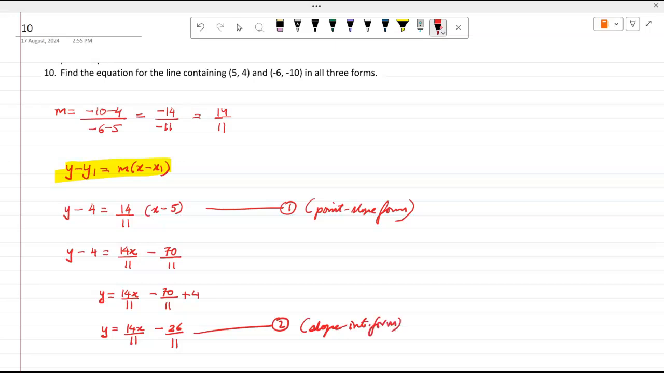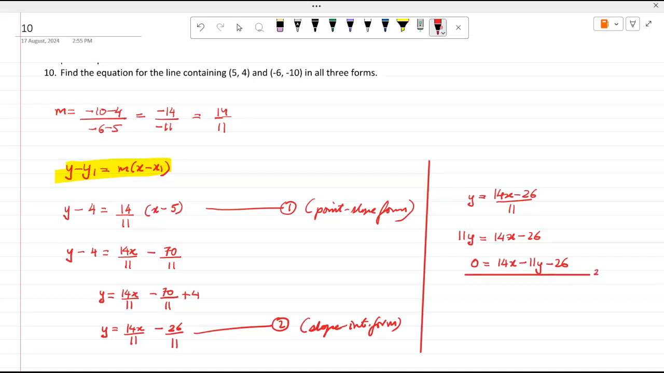And then standard form, you just cross multiply. So y is equal to 14x minus 26 upon 11. Cross multiply: 11y is equal to 14x minus 26. So 0 is equal to 14x minus 11y minus 26. This is general form or standard form. That's how we do.